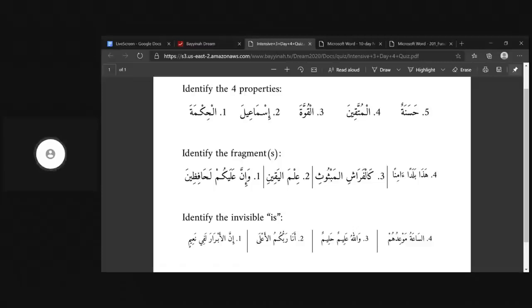So كاذب, كاذبان, كاذبين, كاذبون. That's a part of the word. That's not a harf jar. Ka. That's why كالفراشي is jar, but كاذبين wasn't necessarily jar.